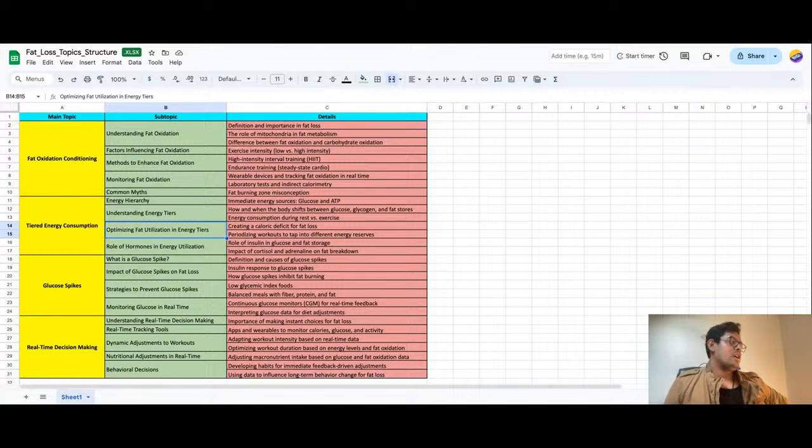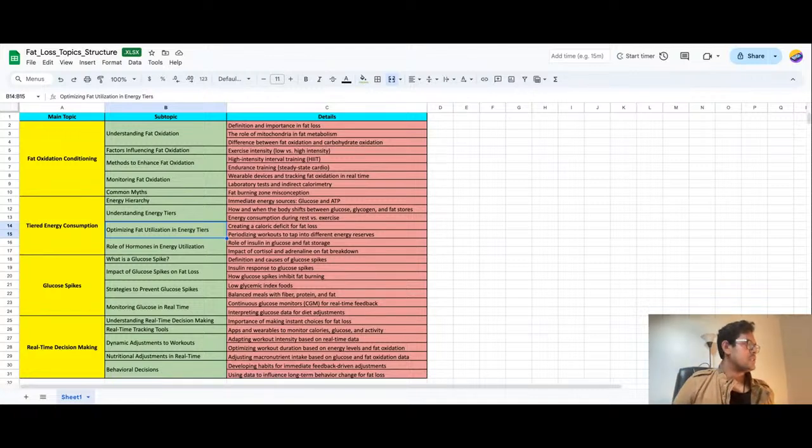The role of hormones is also a big part of the play. Hormones play a significant role in energy utilization. Insulin regulates glucose and fat storage, while cortisol and adrenaline can promote fat breakdown. Thyroid hormones, meanwhile, influence overall energy expenditure.